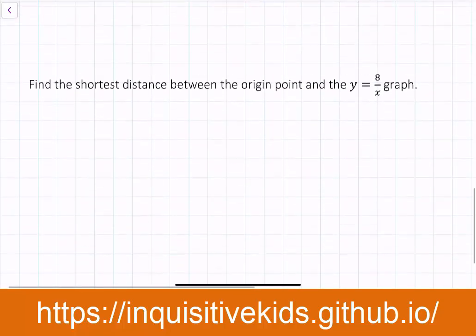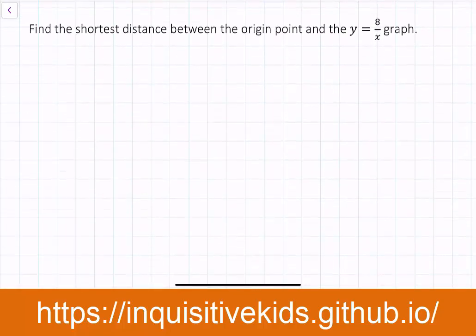Now we're going to do another problem. This time it's find the shortest distance between the origin point and the y equals 8 over x graph. I want you to pause the video and see if you can solve this problem on your own. Got an answer? Let's check. This time, I will use a different approach to this problem.